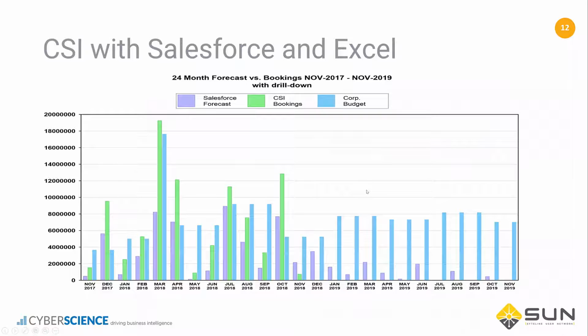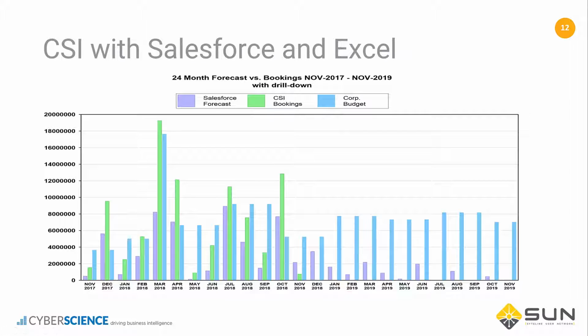Okay, here's an interesting chart we do for another CSI customer. CSI data is in green. So you can see bookings in CSI in green. The purple is data coming from Salesforce. And again, CyberQuery can merge data from Salesforce and CSI. And then the blue data is the corporate forecast that's coming out of Excel.